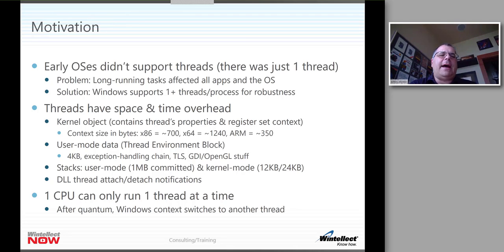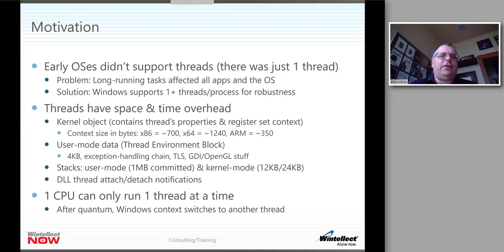The user mode stack is 1 megabyte committed. That's actually on a 32-bit machine. On a 64-bit machine, I forget right now, but I think it's 4 megabytes committed, so it's much larger. And it also has a kernel mode stack, and the kernel mode stack is 12K on a 32-bit machine, and it's 24K on a 64-bit machine.